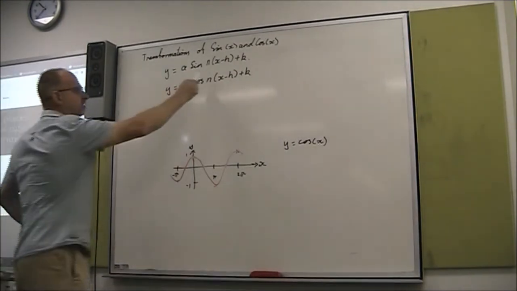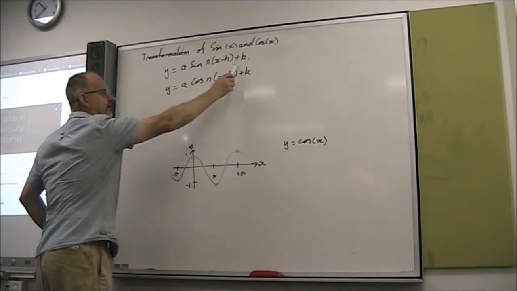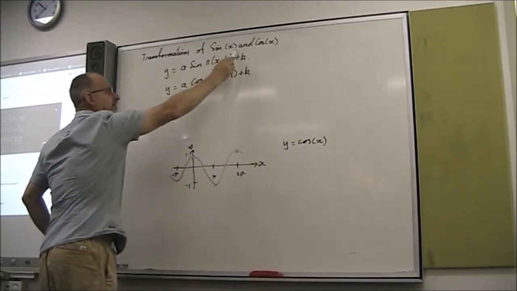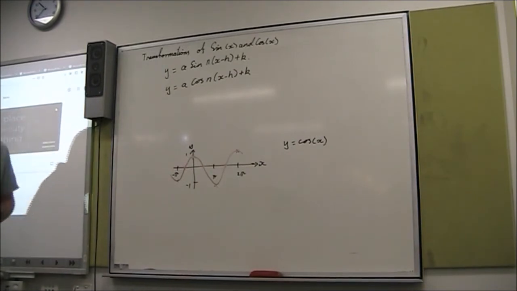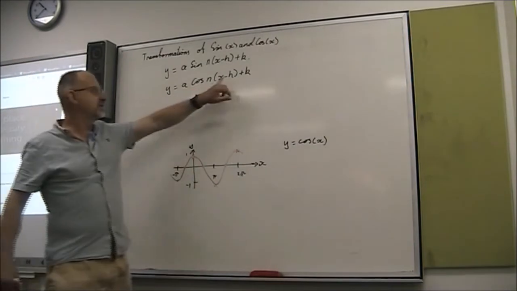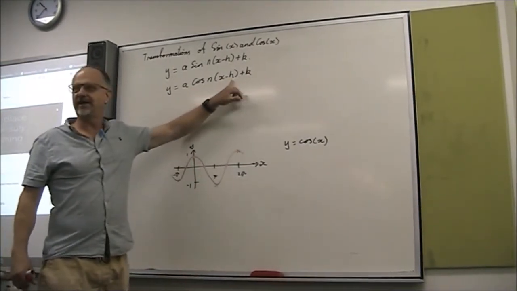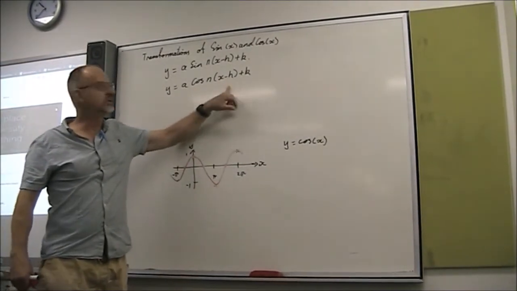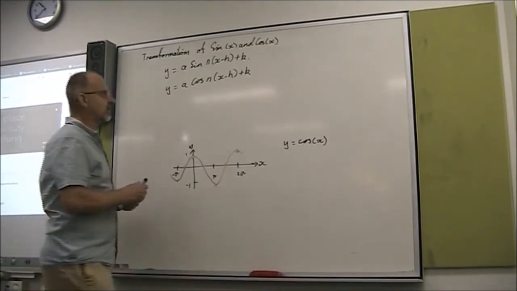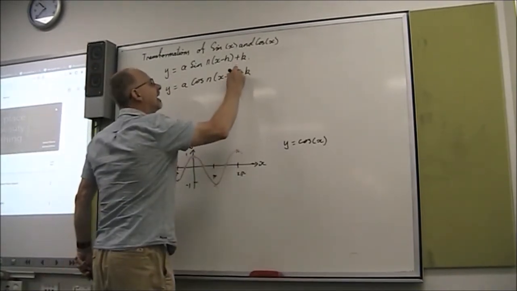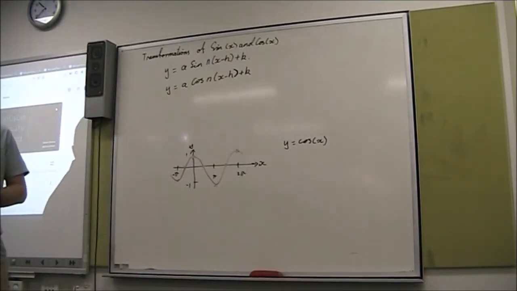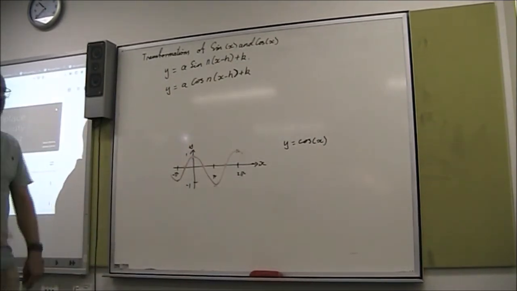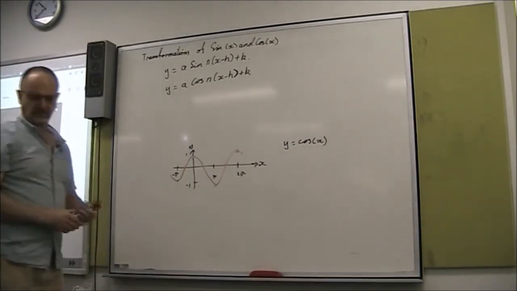Sometimes you might see an extra bracket around there. Sometimes you do, sometimes you don't. Some books you'll read won't use H and K, they'll use other symbols. I like to use H and K, because H and K are translations. H in the X direction and K in the Y direction.